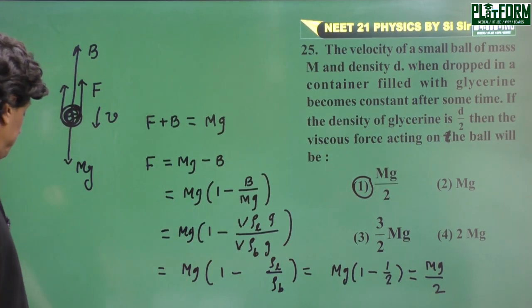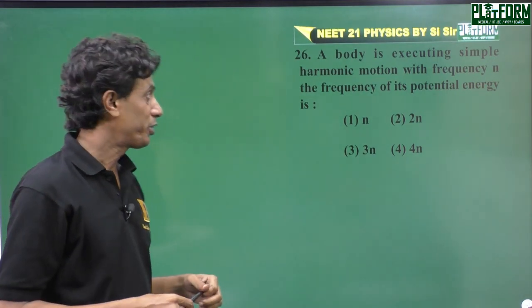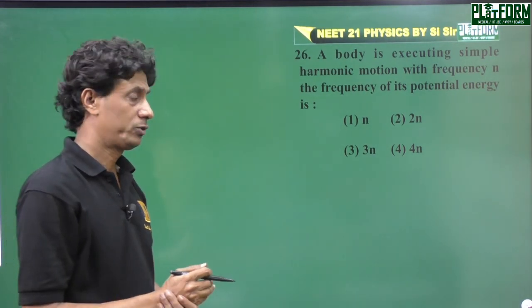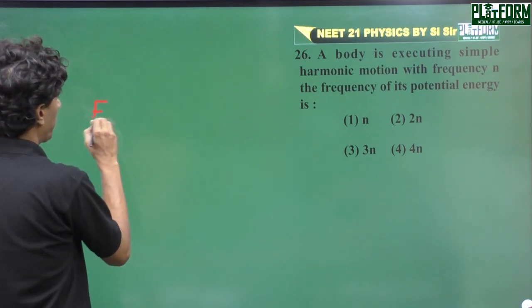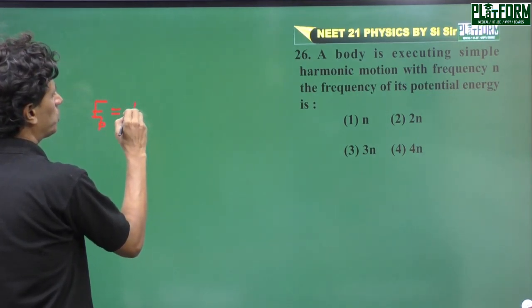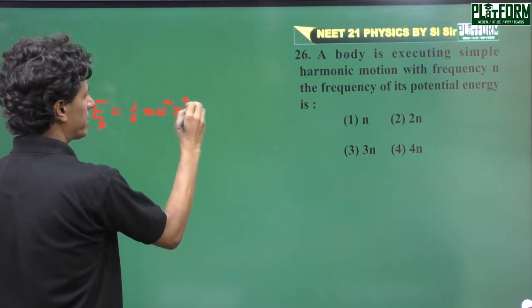Okay, next problem. Question number 26, a body is executing simple harmonic motion with frequency n. So this is a very simple question. Potential energy equal to half m omega square x square.